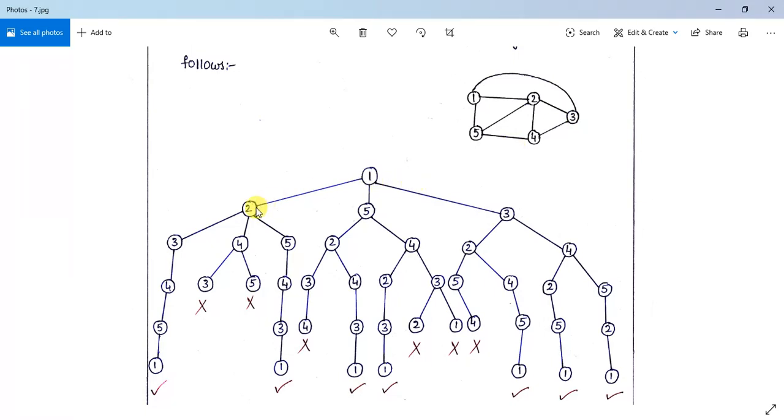So from 1 I can go for 2. If I visit vertex 2, then I can go for vertex 3. Again you are having different possibilities. When I visit vertex 1, you can go for vertex 2 or vertex 5 or vertex 3. But in backtracking you need to construct the tree in the depth first search manner only. So that's why I am going to proceed in this manner.